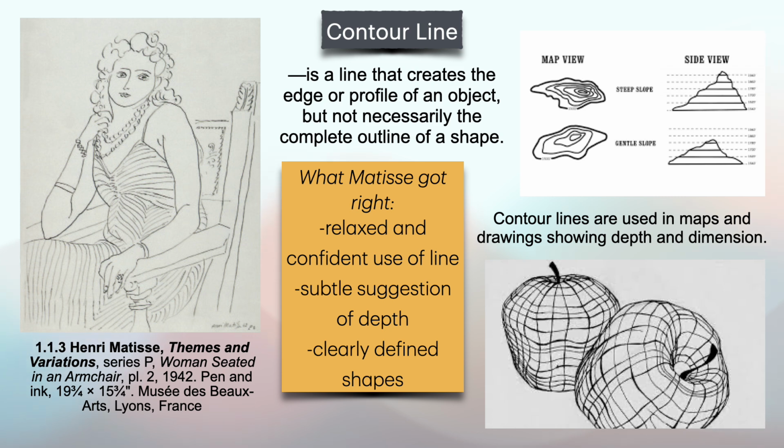Here is the first type of line we'll cover. Contour line is a line that creates the edge or profile of an object but not necessarily the complete outline of a shape. Contour lines show up in a lot of different applications. They can be used to suggest elevation on a map, create the structure of a rendered object, and playfully outline a subject such as the woman Matisse drew.